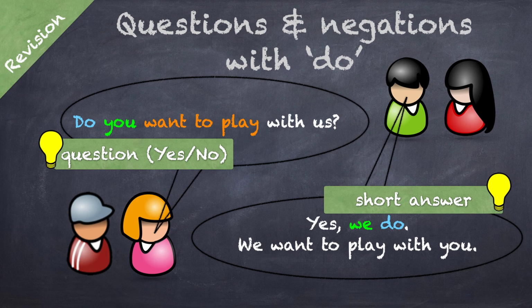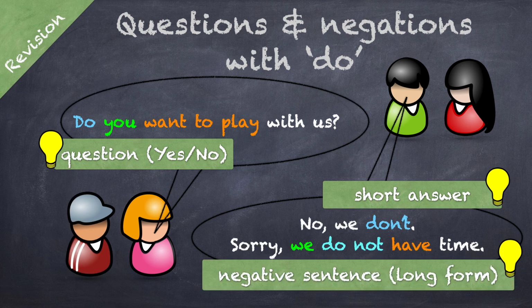a short answer. For example, do you want to play with us? Yes, we do. Or no, we don't. When a sentence in the simple present is negative, the word not is not enough. You need do not or short don't.